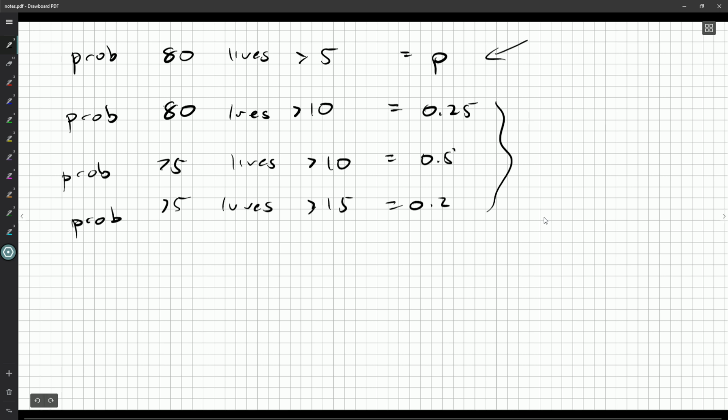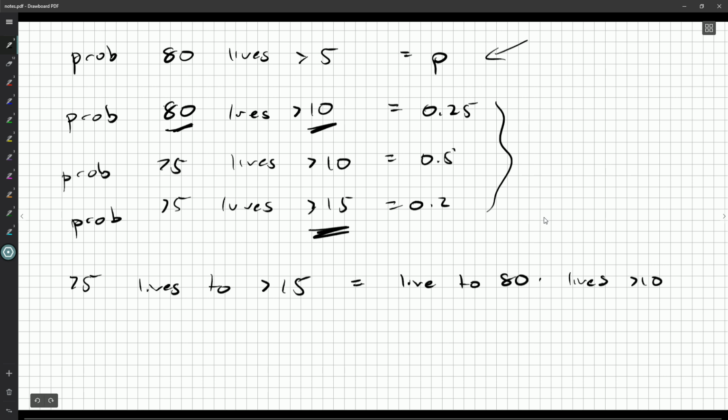Well, a 75-year-old living at least 15 years looks a lot like an 80-year-old living at least 10 years. Both of them are making it to at least 90, right? So how does a 75-year-old live at least 15 years more? Well, they first have to live to be 80, and then they have to be an 80-year-old who lives at least 10 years more. So we break it down.